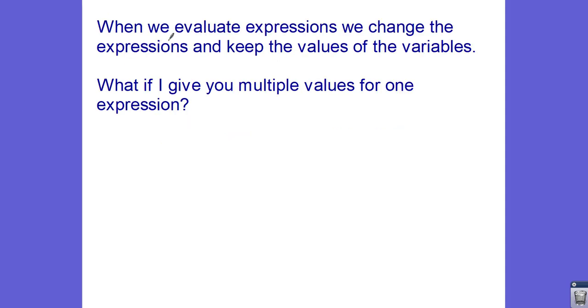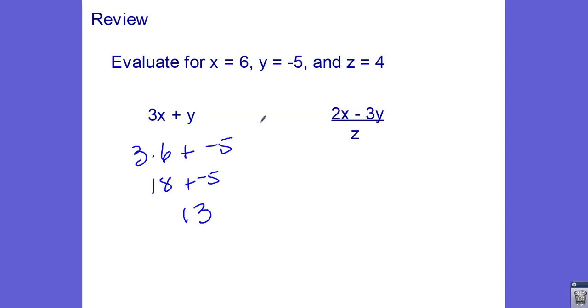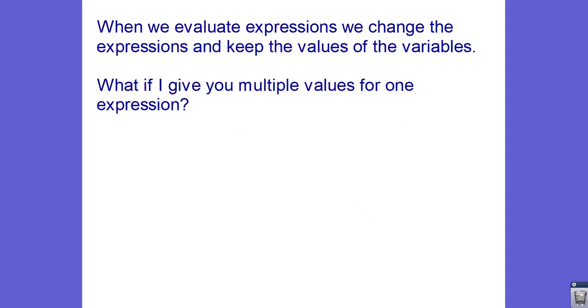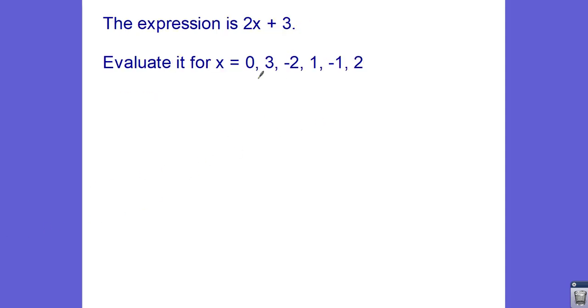Okay, so when we evaluate expressions, we change the expressions and we keep the values of the variables. That's what we've been doing. I change the expression around, but I keep these values the same. Well, what if I gave you multiple values for one expression? Take, for example, evaluate this expression for all of these x values.